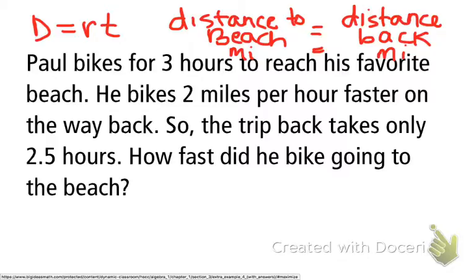So we need to assign a variable, and what we need to know is how fast did he bike going to the beach. So that's what x is going to be equal to. X is going to be equal to speed or rate to beach. Okay?